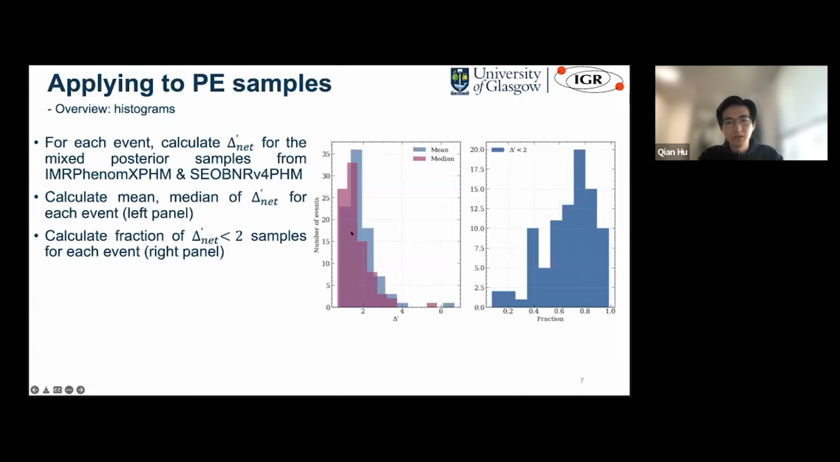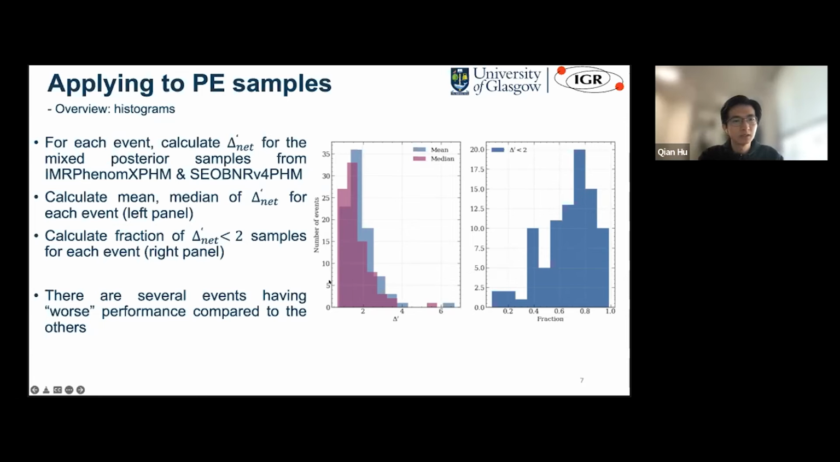So for each event, we calculate the mean and median of the waveform difference, which is shown in the left panel, and the fraction of delta less than 2 samples, or we can call it the good samples, although they are not necessarily good. The fraction of good samples is shown in the right panel. You can see for most events, we have the mean or median of waveform difference less than 2, and the fraction of good samples over 60%. But none of the events has all samples passing our assessment.